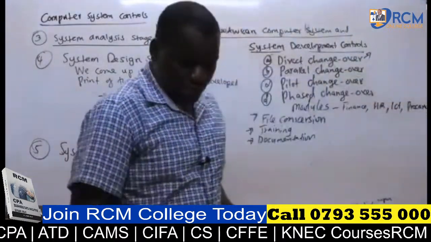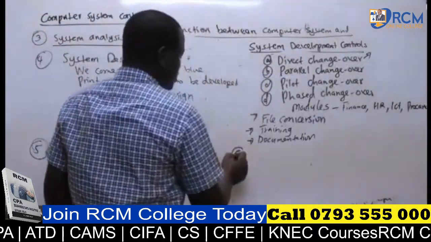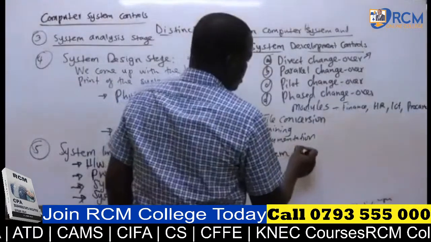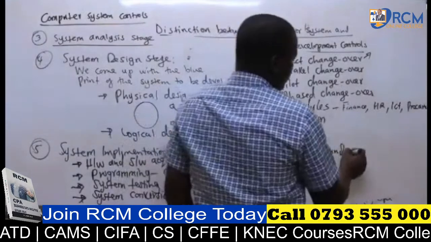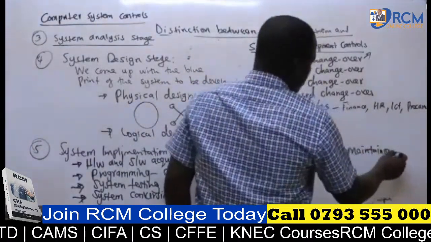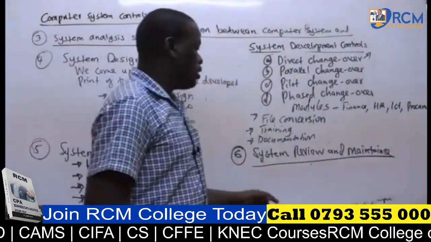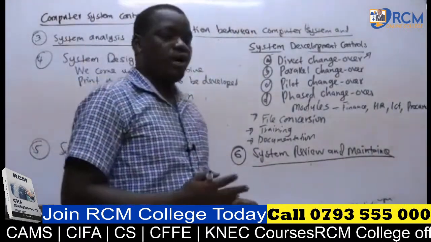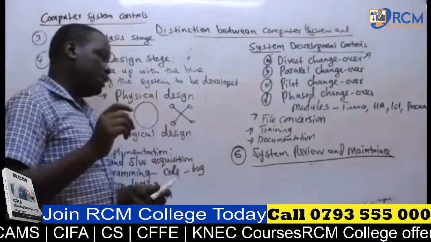Then you go to the last stage of system development, which is the number six stage. What is it? System review and maintenance. So remember that once you have implemented the system, it may not operate to the expected capacity.